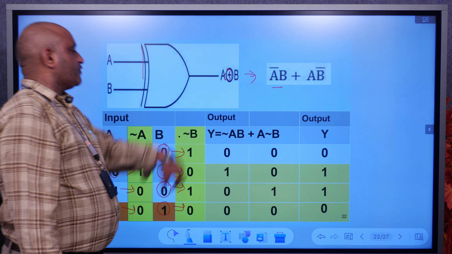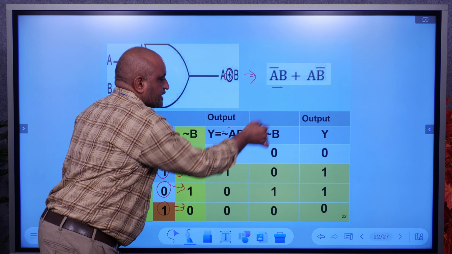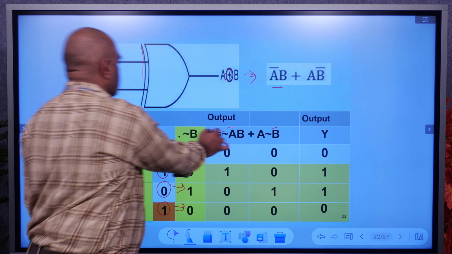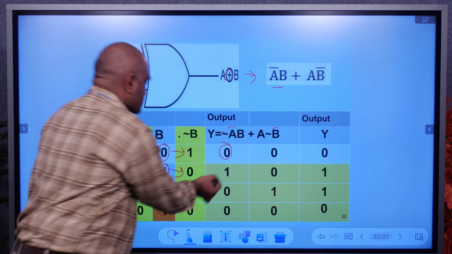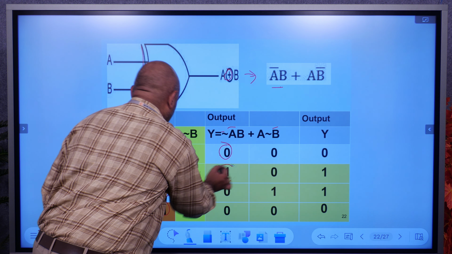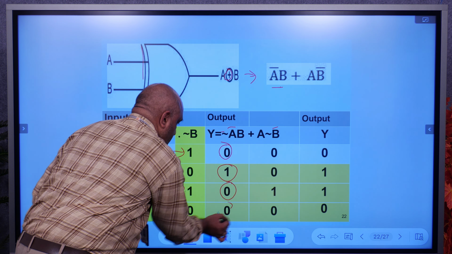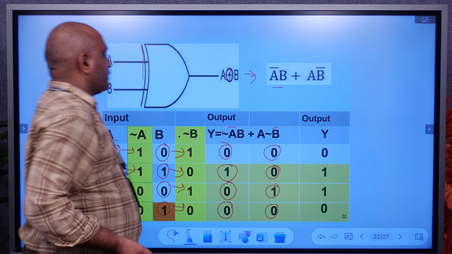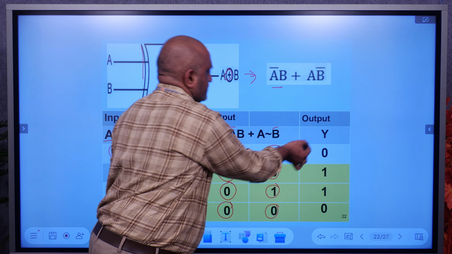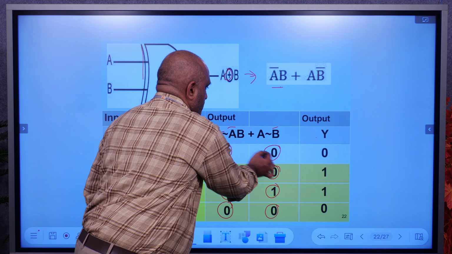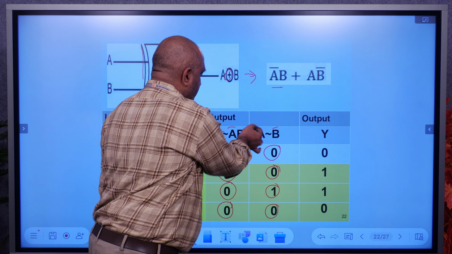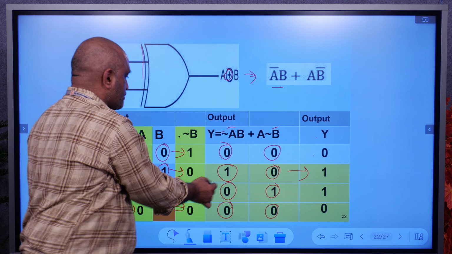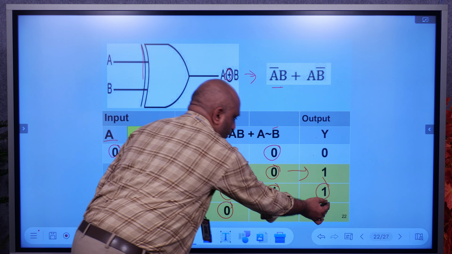You can consider the output as Y equal to A bar B plus A B bar. Considering the terms: A bar B is 0, plus A B bar is 0, so the output is 0. Then A bar B is 1 with A B bar 0, and A B bar 1 with A bar B 0, giving 1. The total output is Y equal to A bar B plus A B bar, with an OR gate applied between the two terms. With inputs 1, 0 you get the output 1, and with 0, 0 you get the output 0.